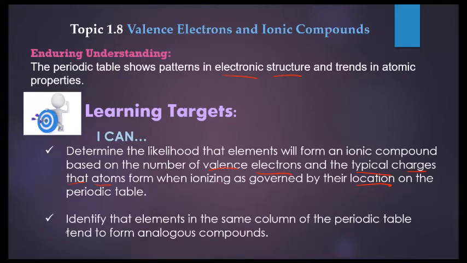Then you should also be able to identify that elements in the same column or group tend to form analogous compounds, so ones that are similar in nature. The way that they form compounds is similar if they're in the same group is what we're talking about there.